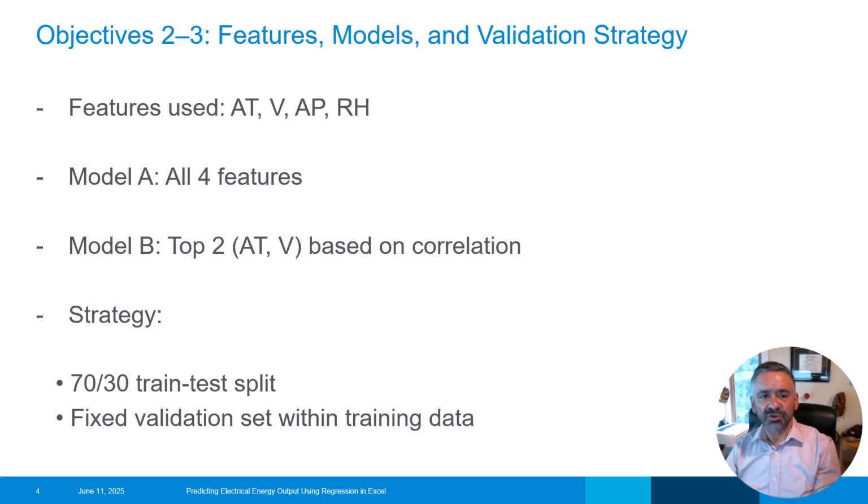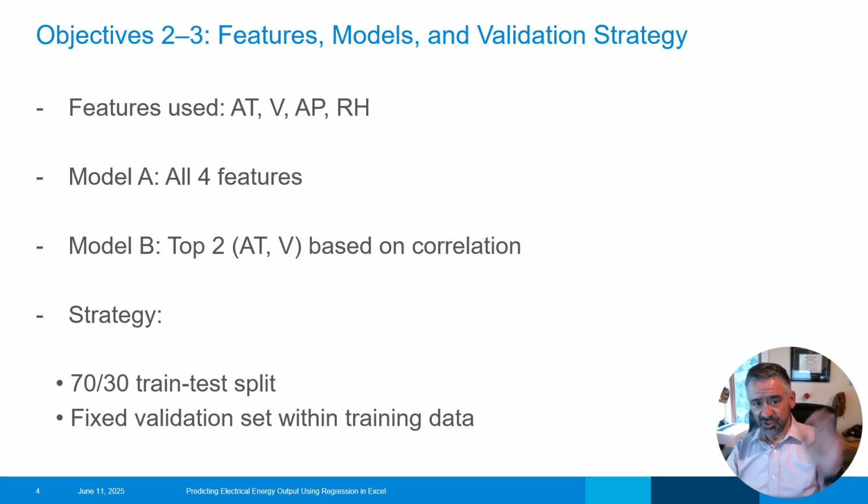So what I was able to do was to evaluate all 4 input features and ultimately selected 2 models. So we had Model A. Model A used all of the features available. Model B used only temperature and vacuum. And this was a critical point in the exercise because we determined through correlation output that temperature and vacuum were most highly correlated with energy output.